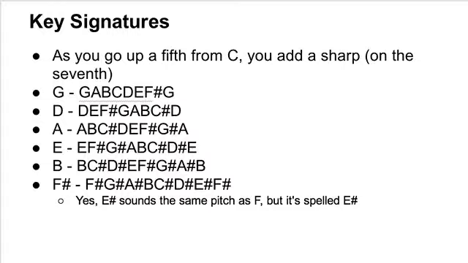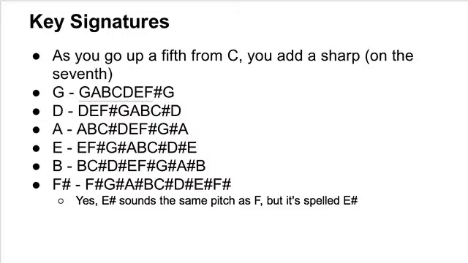A fifth up from C is G, and so you sharp the note before the G, so F sharp. A fifth up from G is D, and so in addition to F sharp, you're going to have a C sharp. The seventh note ends up getting a sharp. And so these are the key signatures for all of the keys that you would generally talk about having sharps. So G has one sharp, it's F sharp. D has two sharps, F sharp and C sharp. A has three sharps, F sharp, C sharp, and G sharp. E has four sharps, F sharp, C sharp, G sharp, and D sharp.